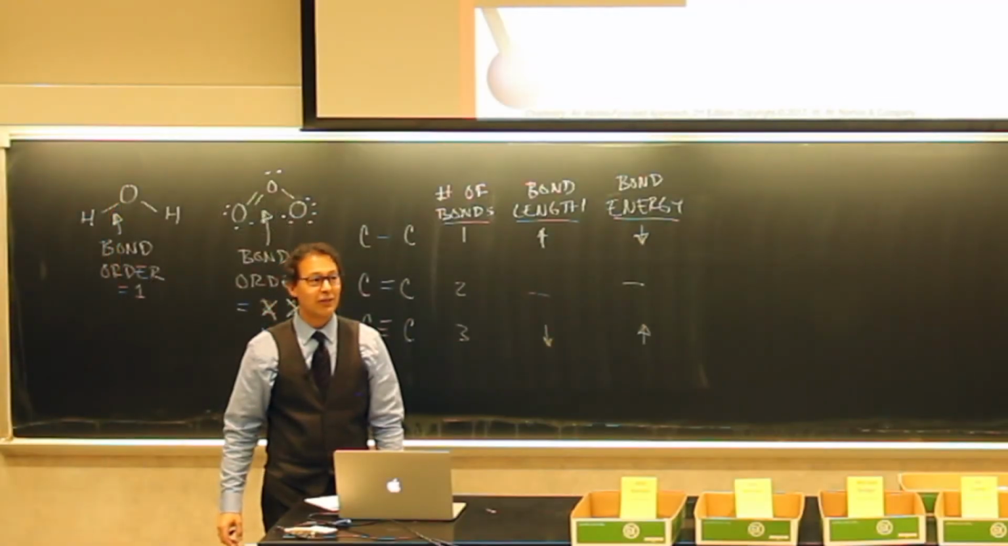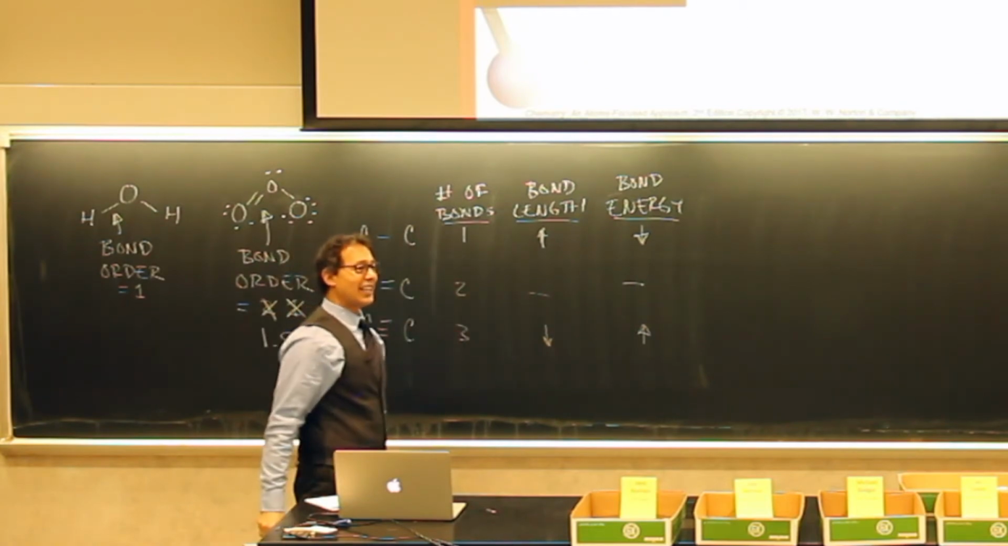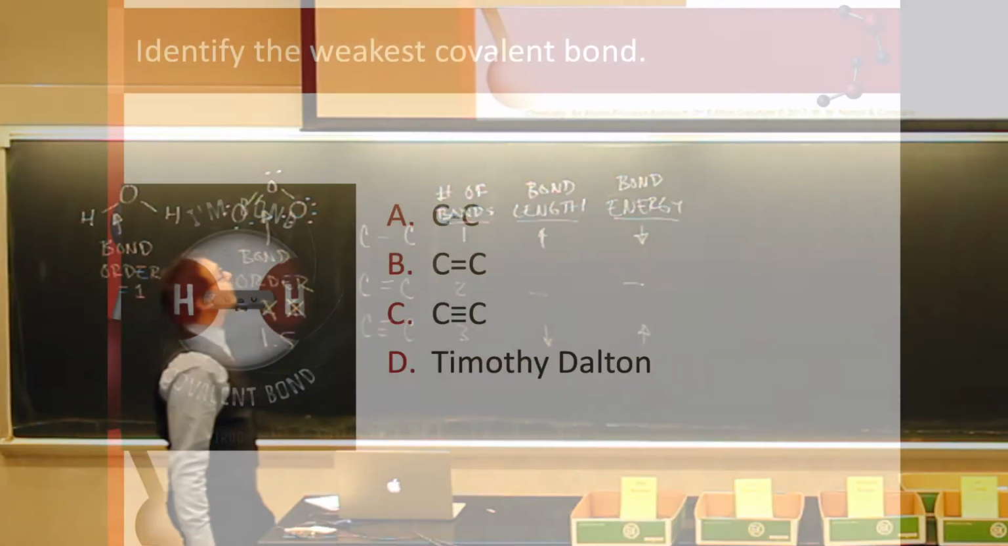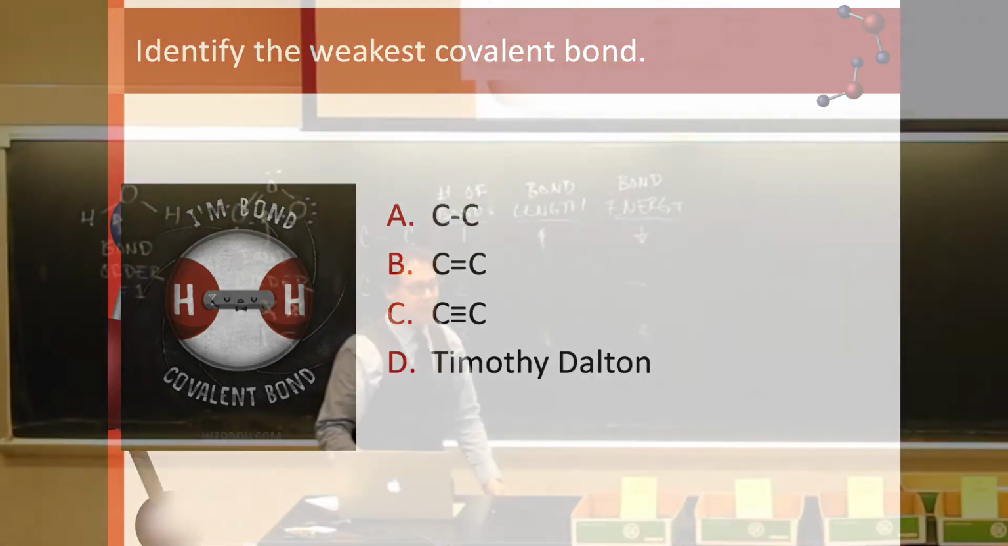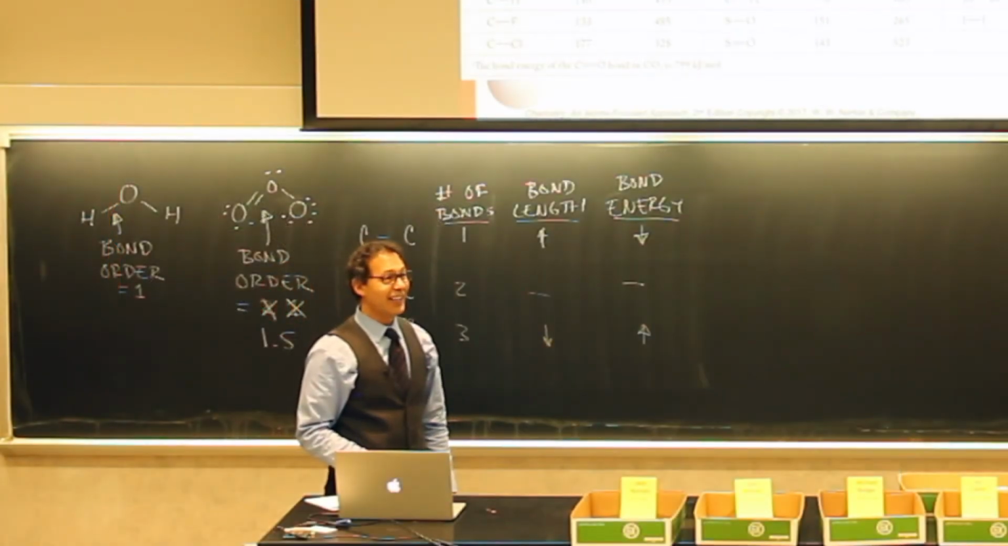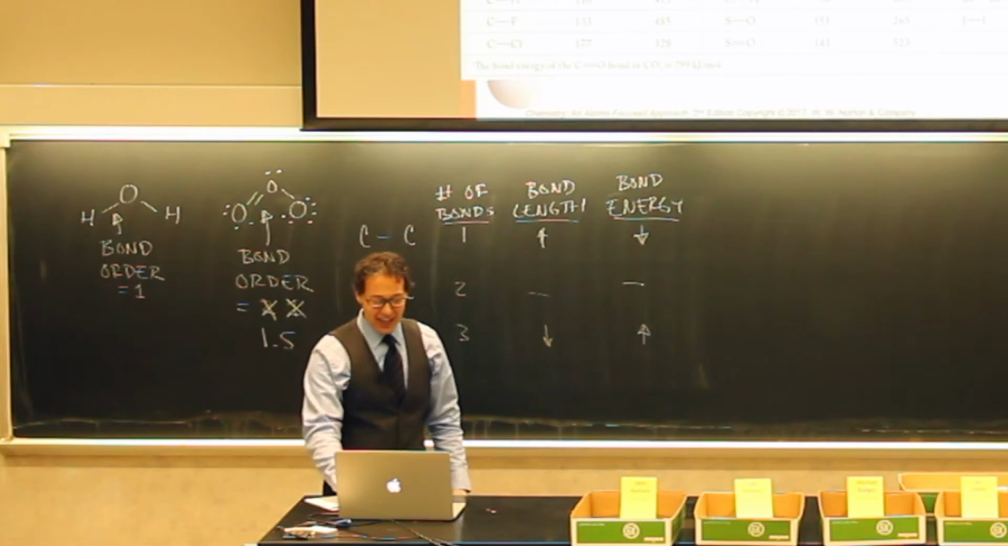Kevin. Where's Kevin? Hey, Kevin. Glad you're here today. Kevin, help me out. It says, what's the weakest covalent bond? Don't say Timothy Dalton. A. A is the weakest bond because it's going to take the least amount of energy to pull apart. Now, did you memorize this table? Yeah? You're just like that. That's awesome. Okay, nicely done.